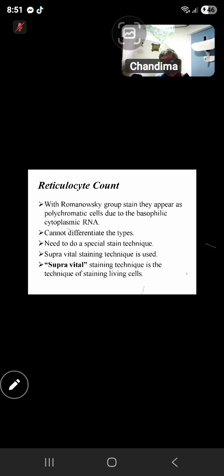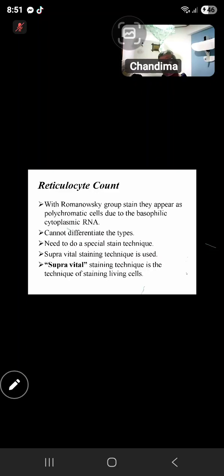If it is 200 out of 1000, you have to divide 200 by 1000 and multiply by 100. It's going to be 20%, no? Right? So we have to report the reticulocyte count as a percentage. The normal percentage is 1.5 to 2 in a normal healthy adult, right? The importance of this is that, along with this reticulocyte count, we have to calculate the absolute reticulocyte count.